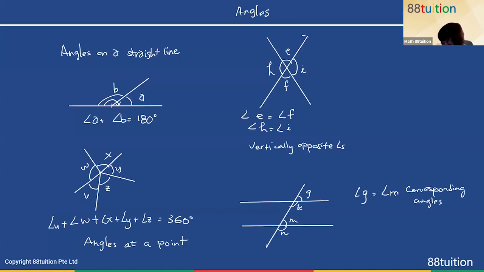Okay, M for McDonald. Okay, then angle K must be equal to angle N. We call them corresponding angles.